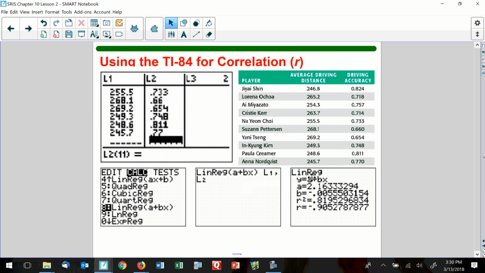When you hit enter, you get 5 lines, and R here is the correlation. The correlation between driving distance and accuracy here is negative 0.905. That's pretty strong. It seems like as driving distance increases, there's definitely a loss in accuracy. So try that out and make sure you get those numbers.